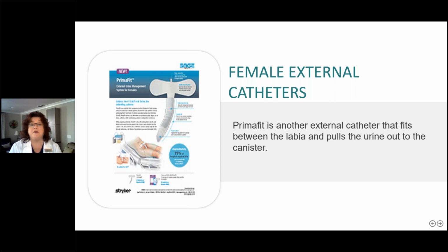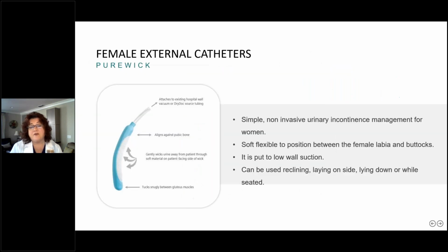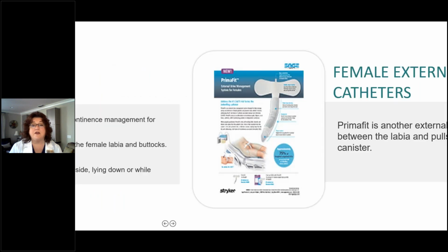It again fits between the labia and it pulls the urine out into the canister. The patients have been very supportive with this PureWick. The patients have really liked it. It keeps them much more dry. You do have to put a pad underneath just in case they leak, but it really keeps them much more dry, and they don't have to have a Foley catheter in, which of course is going to decrease your hospital-acquired urinary tract infections. So I could sell these things, I tell you.